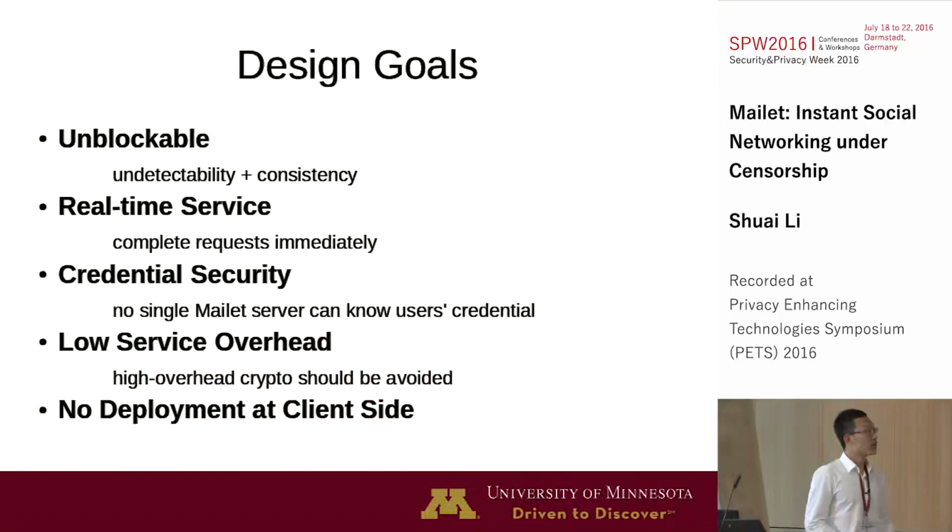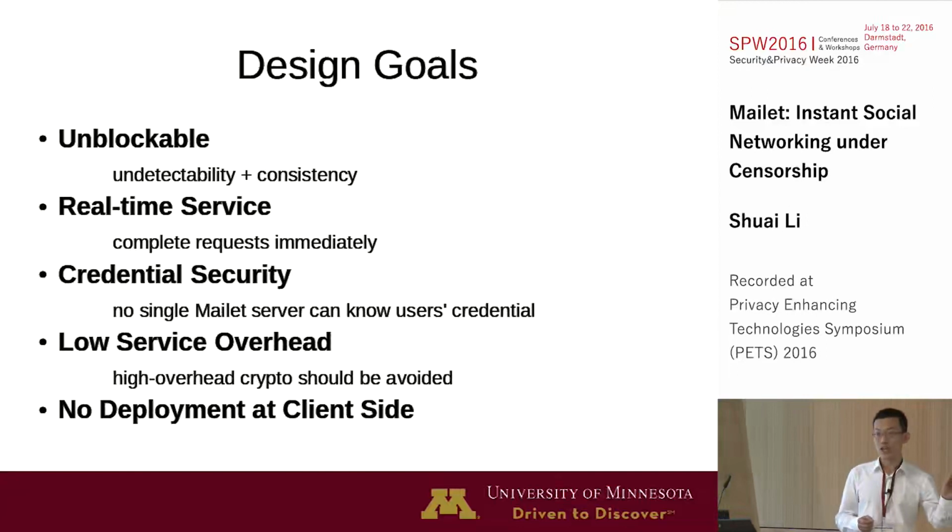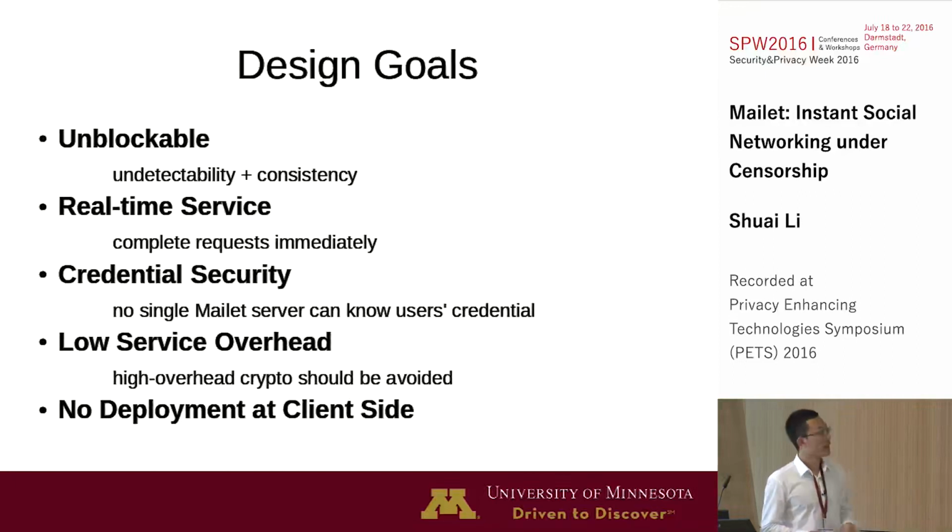These are our design goals. First, unblockable. We want our system not to imitate other protocols, and we also try to make our system consistent. We also require our system to be a real-time service. We don't want the user to wait so long. The third, credential security. We don't want to pose security threats to the user's social networking accounts. The fourth is low service overhead. We want our service to be very efficient so we can support many users at the same time. The last one is a good side benefit of our system: we don't need a client-side implementation.